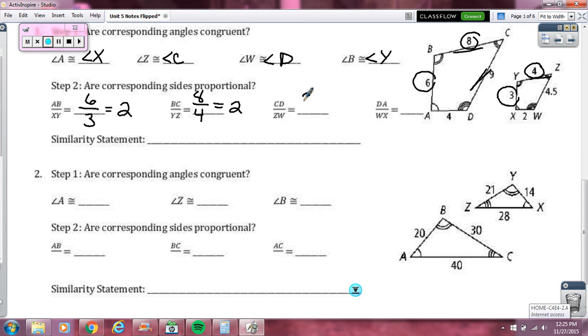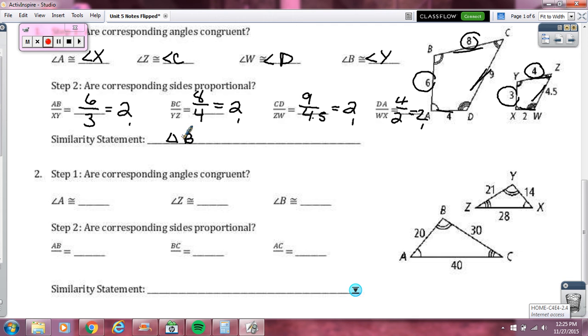CD is 9. The matching side over here is ZW, which is 4.5. And when I divide those two, I get 2. AD is 4. XW is 2. When I divide those two, I get 2. So when I checked all the matching sides and put them in a fraction, I got the same number. That's what proportional means.